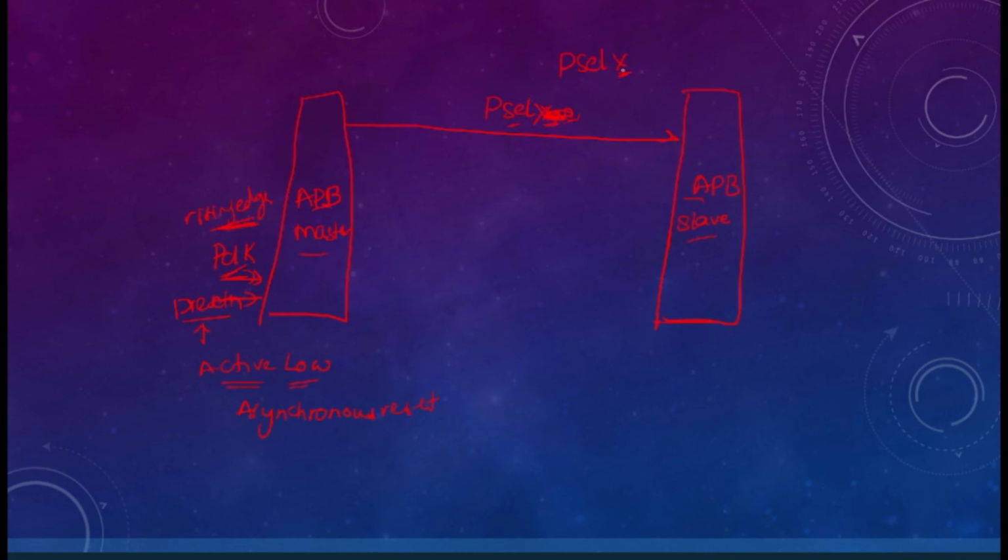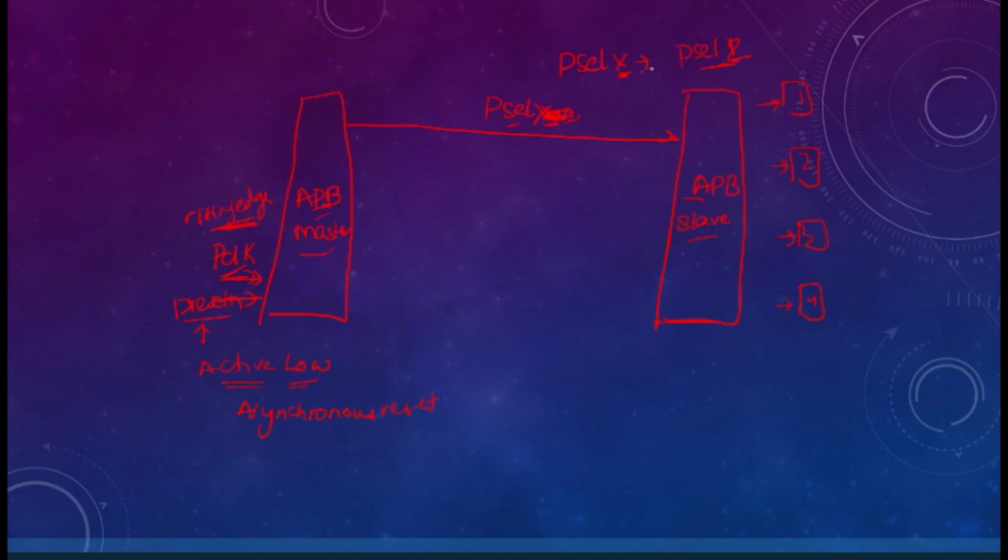Here the x denotes which slave it is going to activate, like which slave it is going to select. For example, if you are selecting p select 1, that means the first slave. If there are four slaves named 1, 2, 3, and 4, then p select 1 means the first slave is selected. Similarly, if p select 2, then the second slave is connected. P select 3, the third slave is selected. P select 4 means the fourth slave is selected.